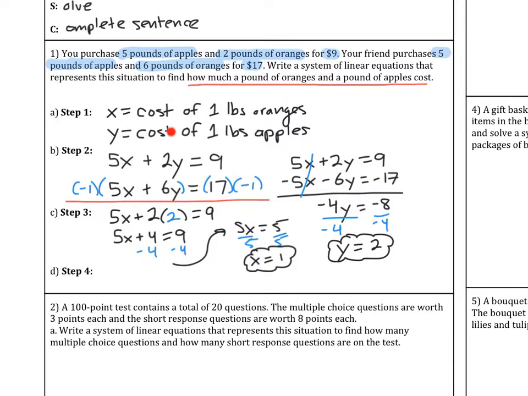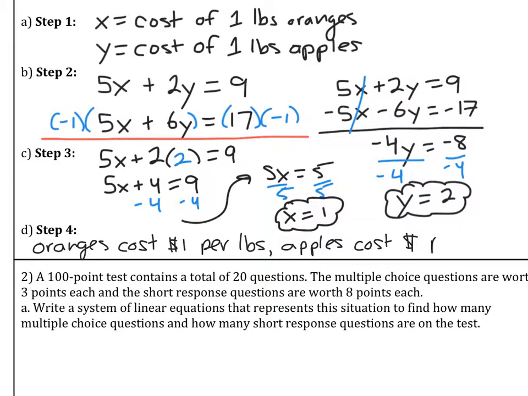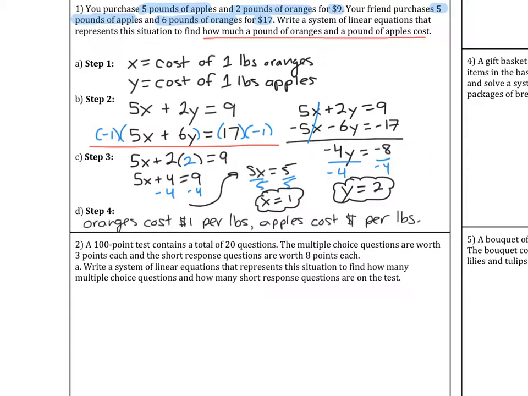So I look back at my variable. X represents the cost for 1 pound of oranges. So you have to know which one is which, and luckily we defined it here. X is oranges. So we can say oranges cost $1 per pound. Apples, which is Y, cost $2 per pound. And that is our final complete answer.